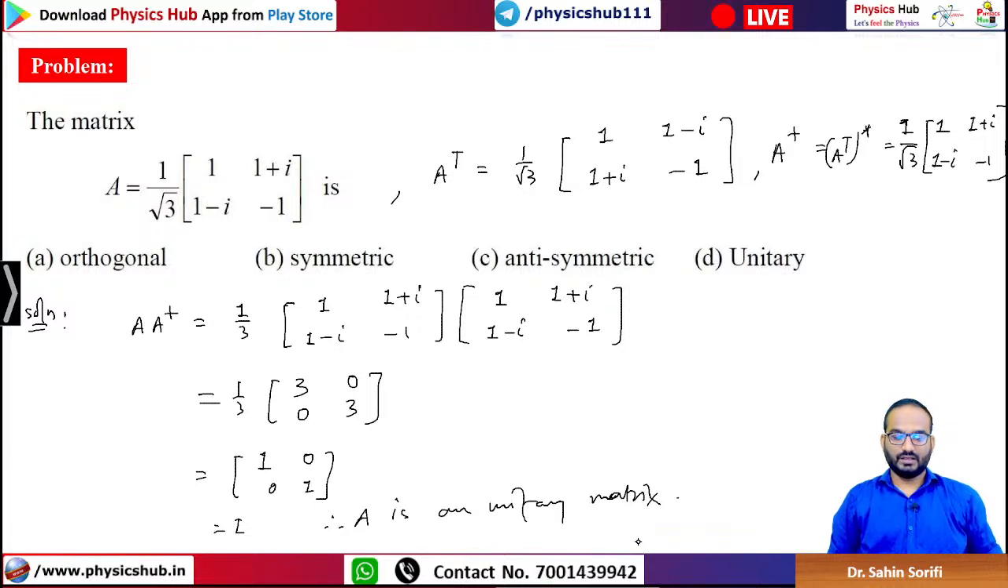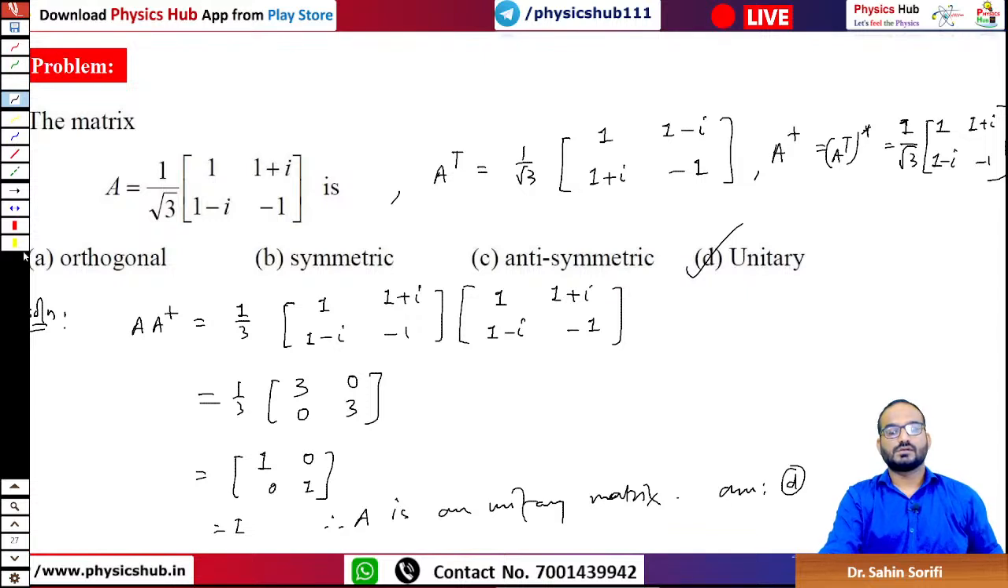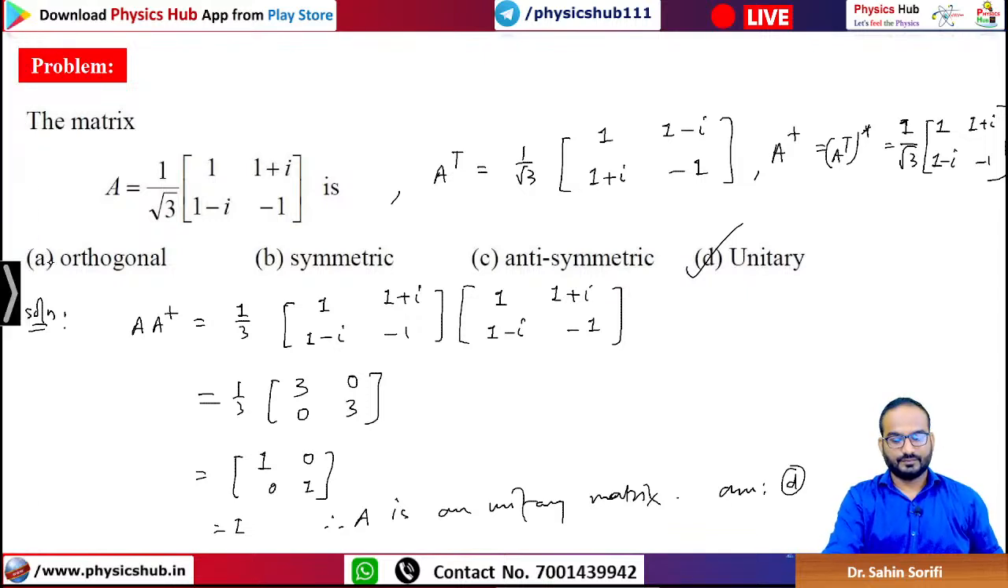Unitary, A and N, what will it be? Yes Deep, option D. Is it A unitary or N unitary? A unitary and N unitary. These things are confusing, guys. According to me, it should be a unitary matrix. Tell me, A or N? Let's check your English.